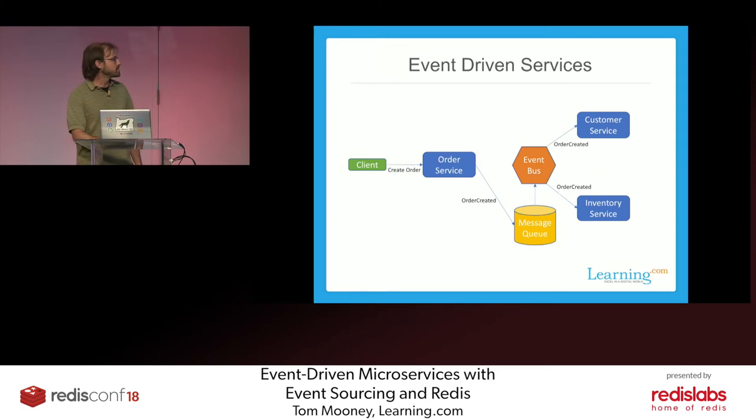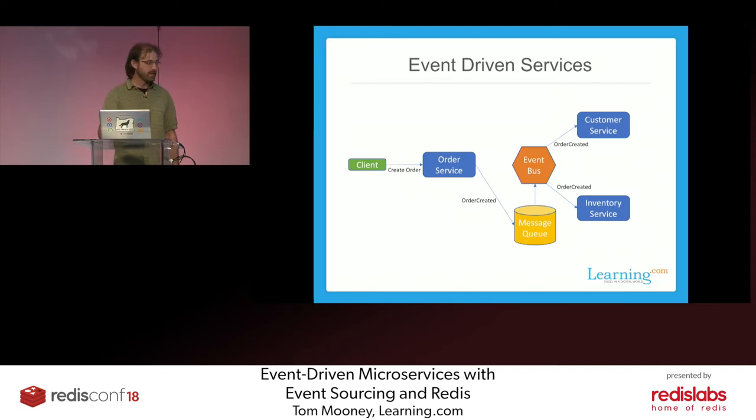So here's kind of how we can go about making services event-driven. Instead of making HTTP calls between all of the services, now the client just calls the order service. The order service fires off an order created event, puts that onto the message queue, which then fires off an event to each of these other services that in turn update their own data stores.